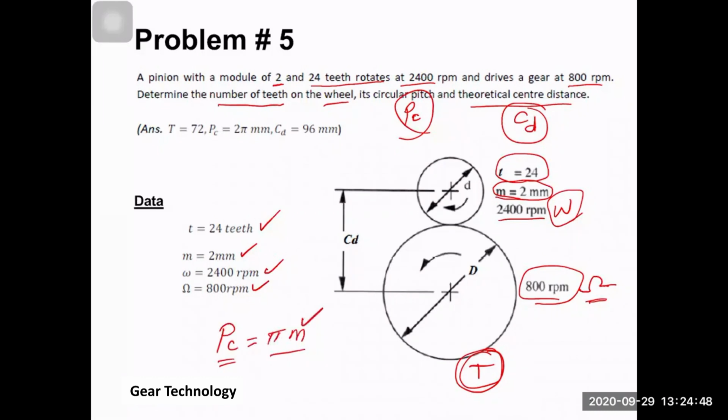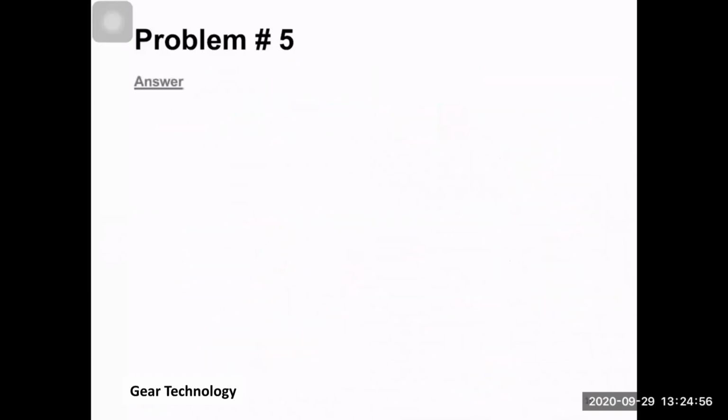So we have the module, right? If we multiply this module 2 by pi, it's going to give us the circular pitch straight away, right? Okay, good. So first, we have the gear ratio because we have a small omega and the other omega. So we have 2400 over 800. So the gear ratio is 3, okay?